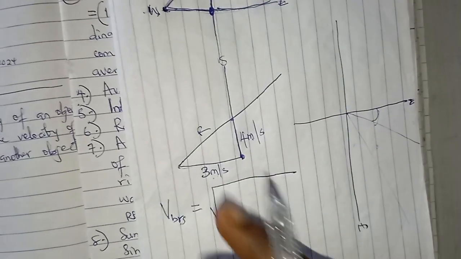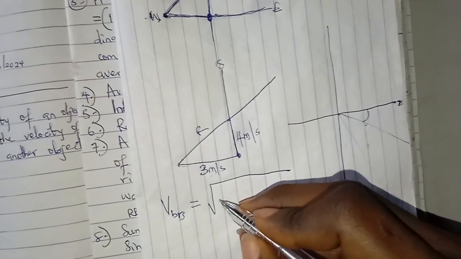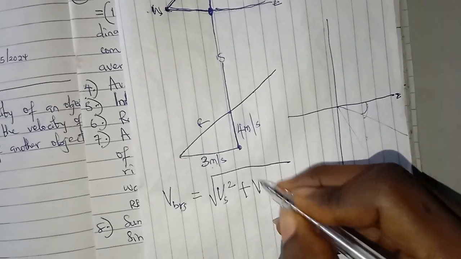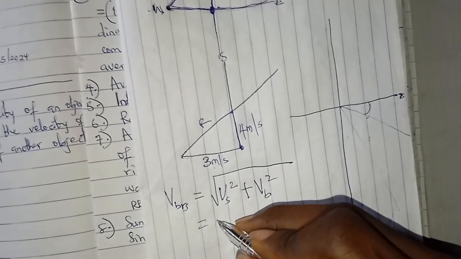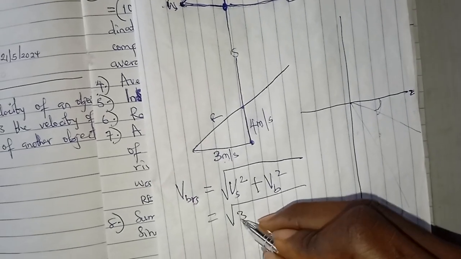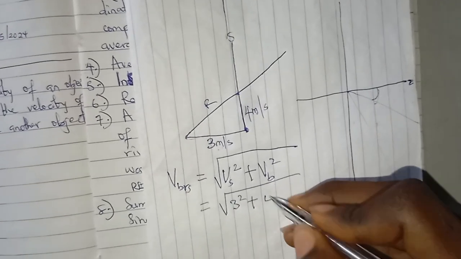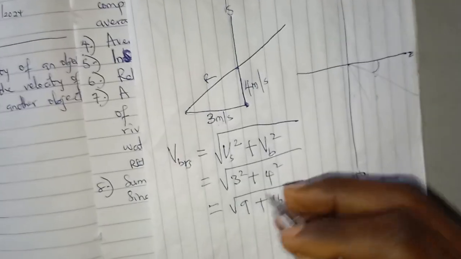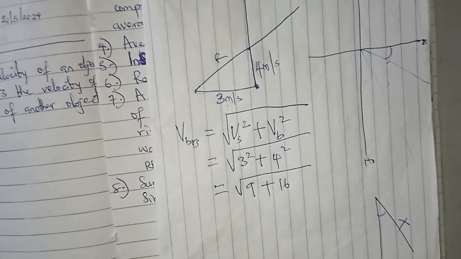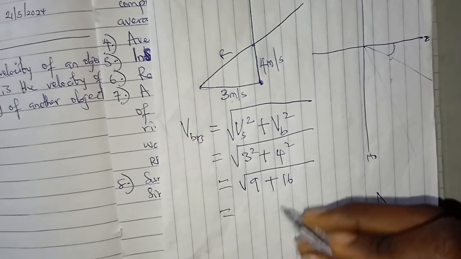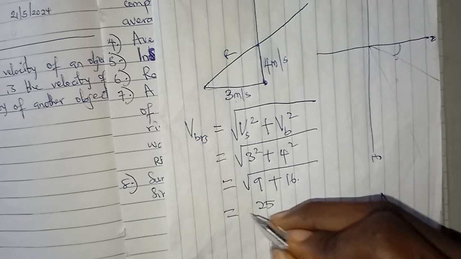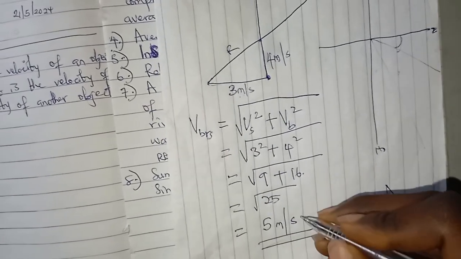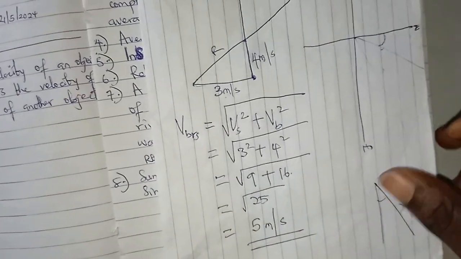this is Pythagoras I'm doing. Anytime I want to find something here, it is equal to the square root of the velocity of the water squared plus the velocity of the boy squared, which is essentially 3 raised to power 2 plus 4 raised to power 2, which is equal to the square root of 9 plus 16. 9 plus 16 gives 25. The square root of 25 is 5 meters per second. So that is the velocity of the boy relative to the shore.